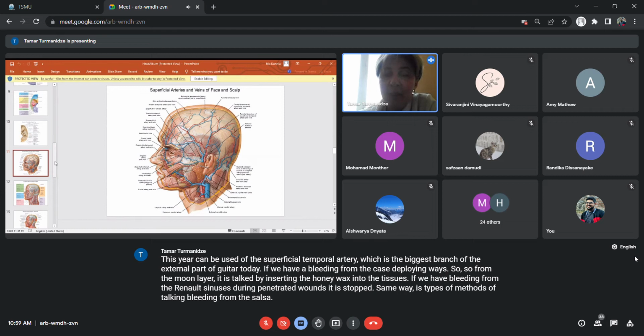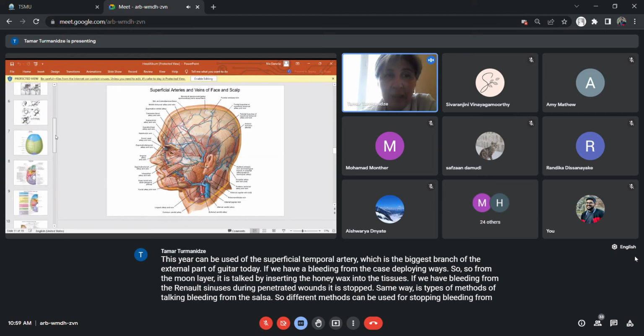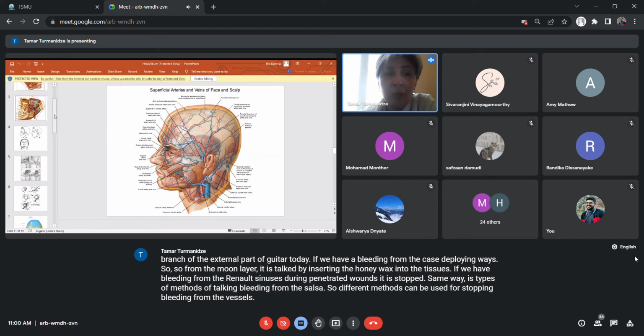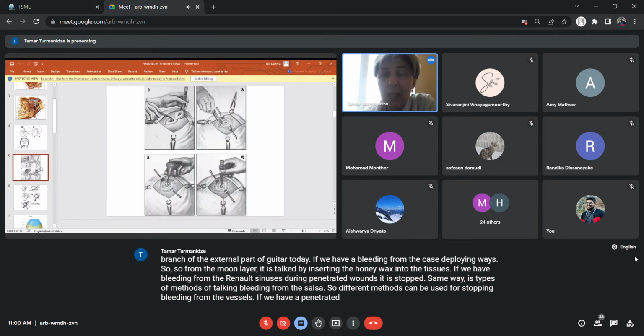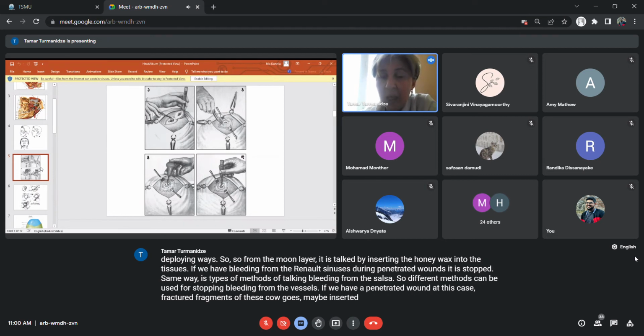So different methods can be used for stopping bleeding from the vessels. If we have a penetrated wound, in this case, fractured fragments of the skull bones may be inserted into the bone parts of the cranial cavity.